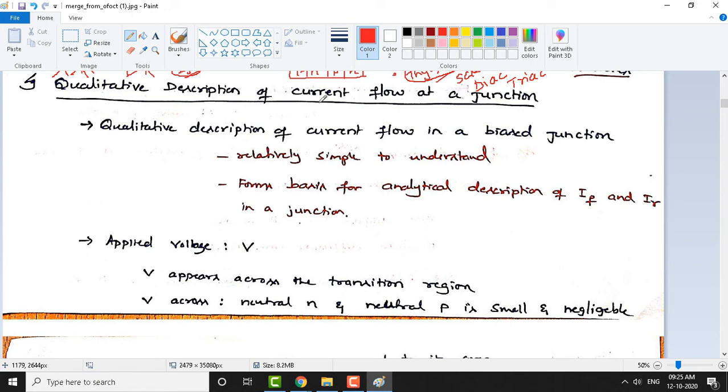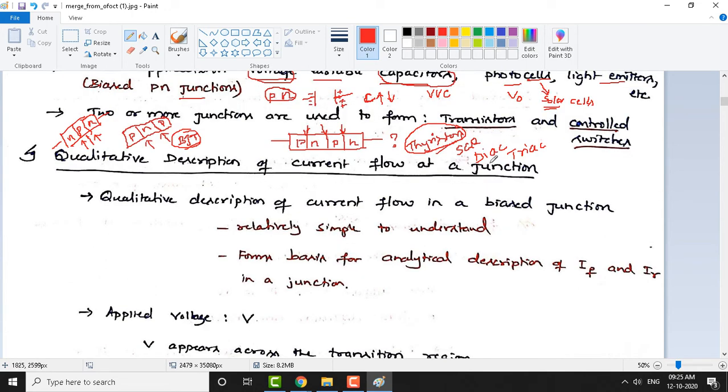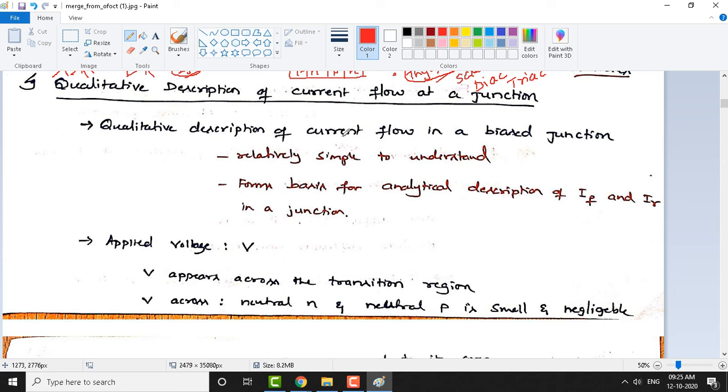The qualitative description of current flow at a junction. See, the content I am giving in these notes is from the textbook called Streetman. Everybody can look into that textbook. If you have a copy, just go back and see that all these contents are taken from the textbook. Though I made it in points for your understanding, you can even study from the textbook straight away.